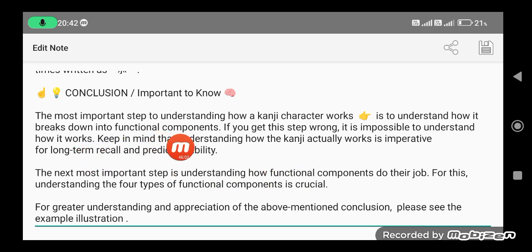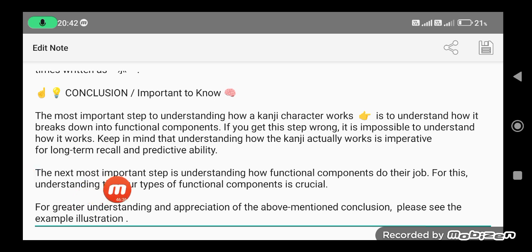Keep in mind that understanding how the kanji actually works is imperative for the purpose of long-term recall in your memory and predictive ability, your ability to predict the reading or sound of a kanji. So in your quest of learning kanji, learning these radicals is a very crucial step for your long-term recall and your ability to predict. Let's say you are in a test and you have to predict the reading of a kanji.